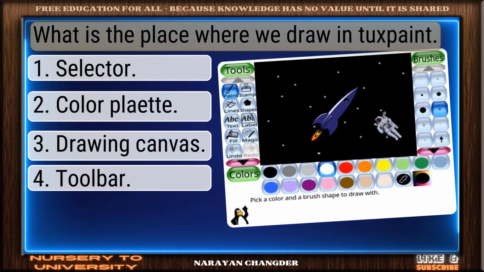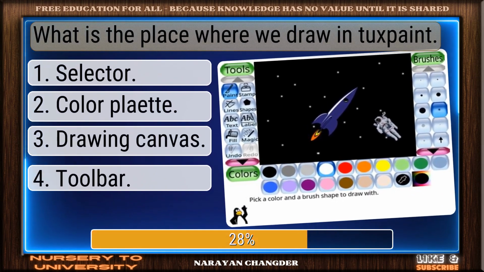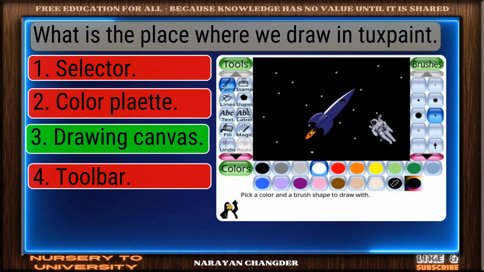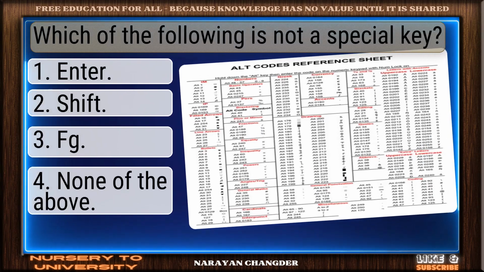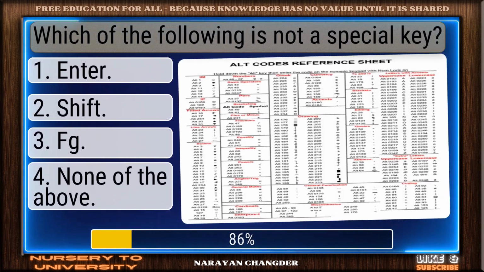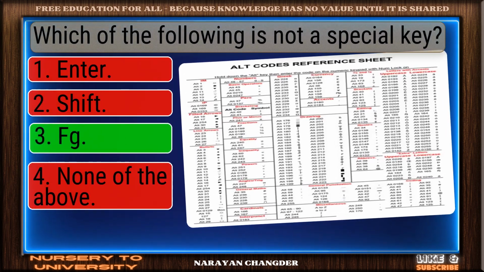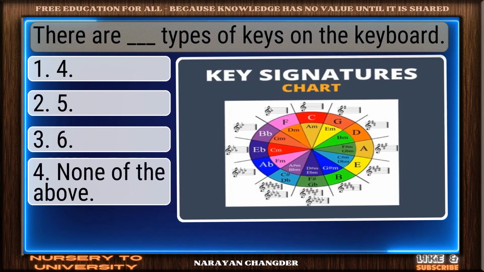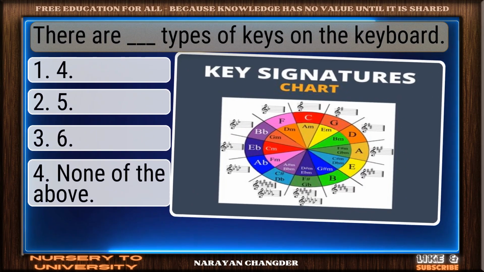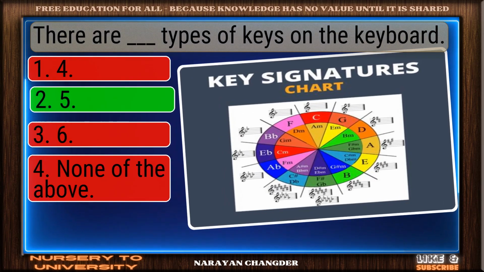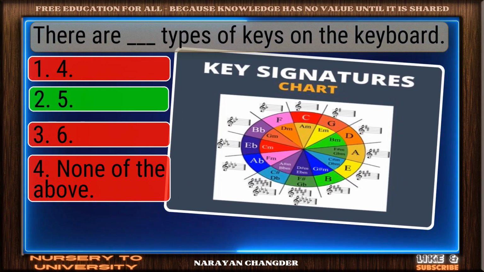What is the place where we draw in Tux Paint? Valid point. Drawing canvas is true. Which of the following is not a special key? Well reasoned. FZ is the correct choice. There are dash types of keys on the keyboard. Nice work. You chose 5 and it is correct.